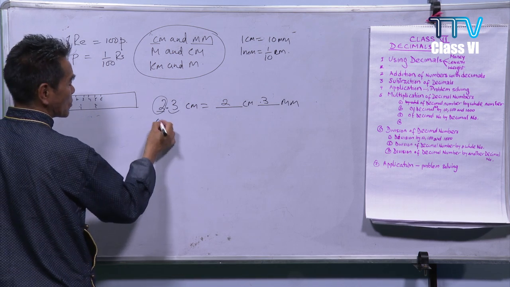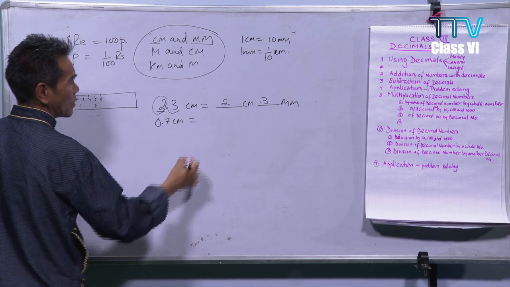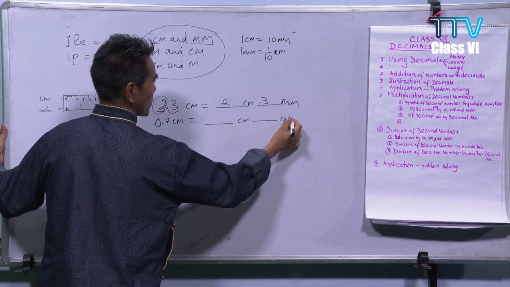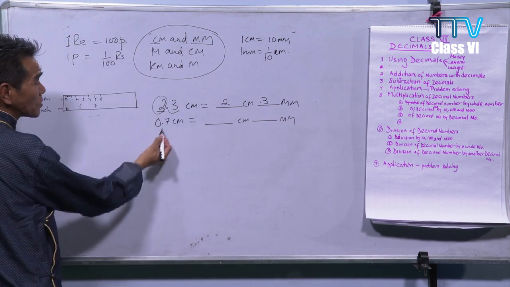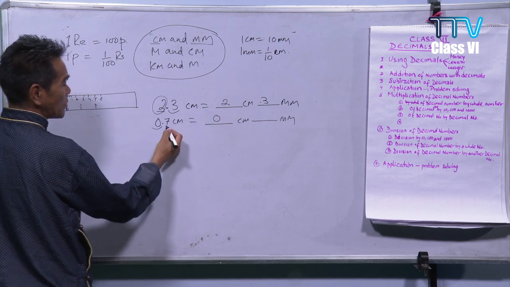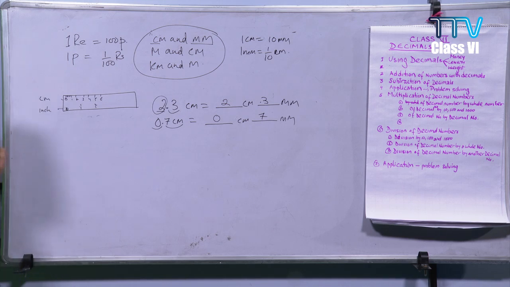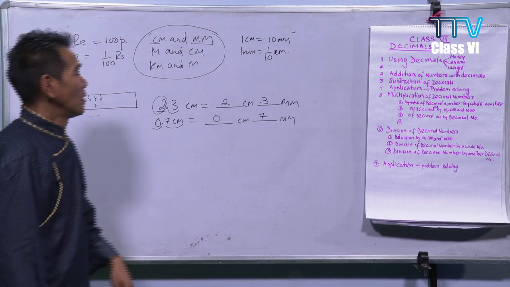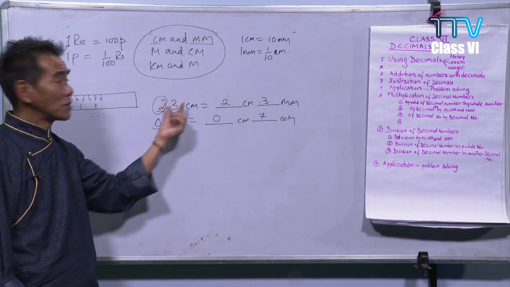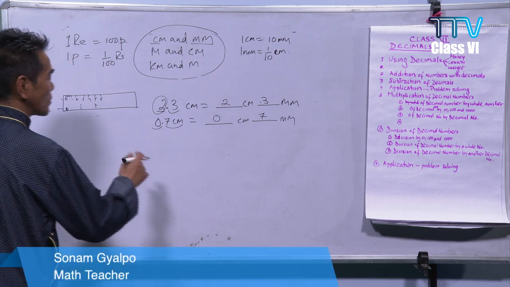Example, 0.7 centimeter is centimeter and millimeter. After the decimal point we have 0 centimeter and 7 millimeter. To change to millimeter, the part before the decimal point is the centimeter, and the part after the decimal point is the millimeter.